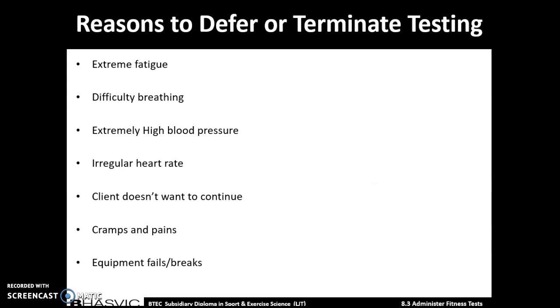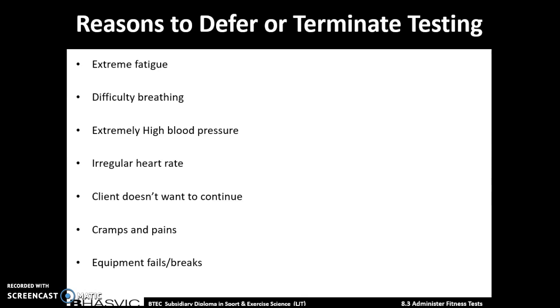So my next slide is reasons to defer or terminate testing. So I had a few reasons, and these are things that if I saw, I would stop the testing, or before the testing began, I wouldn't allow him to carry out the test. So extreme fatigue, obviously during testing, if a client's got extreme fatigue, it would be pointless to make them carry on, because it's evident that they can't do it.